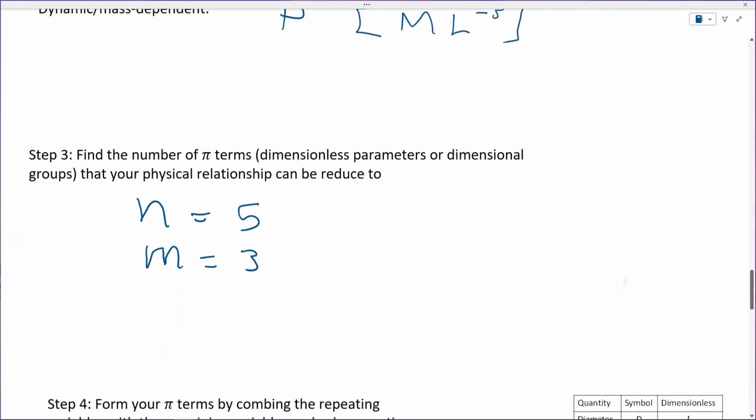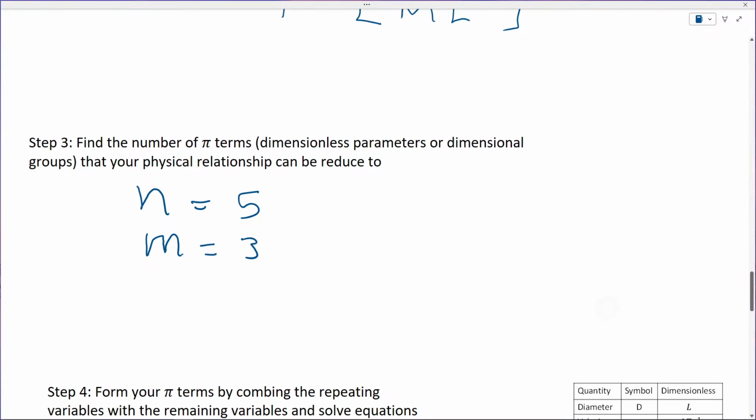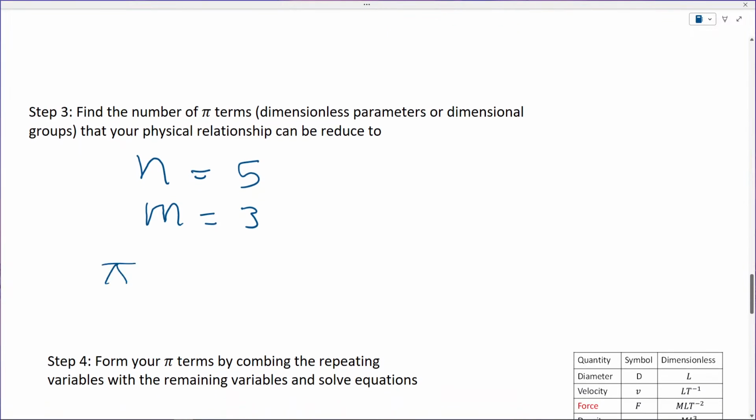So now the number of pi terms would be equal to what? That would be equal to 5 minus 3, and that will give you 2. So that's basically the second step.